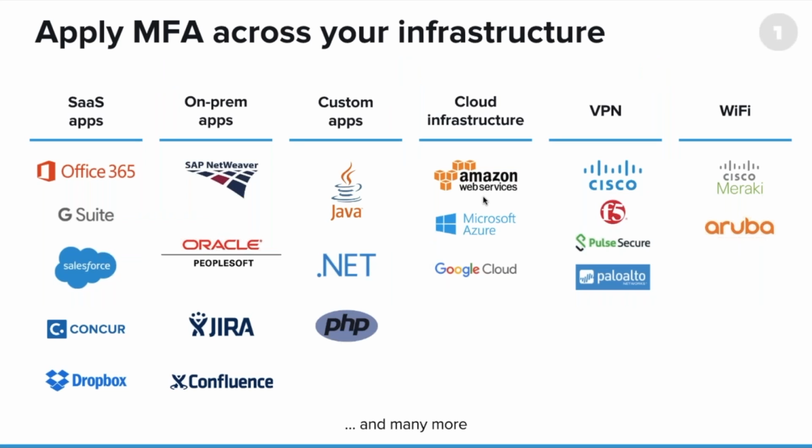And another nice thing is that with OneLogin, you can apply MFA across your entire infrastructure. You can use MFA to protect your SaaS applications running in the cloud, as well as on-premise applications. You can use it for internally built custom applications, whether they're running in the cloud or on-prem. You can use it to secure your cloud infrastructure, whether it's Amazon or Azure or Google Cloud. And thanks to our Radius integration, you can use it to secure your VPN and your Wi-Fi.